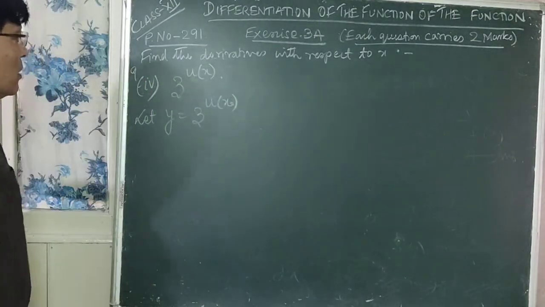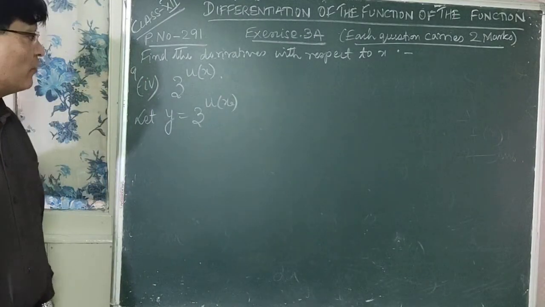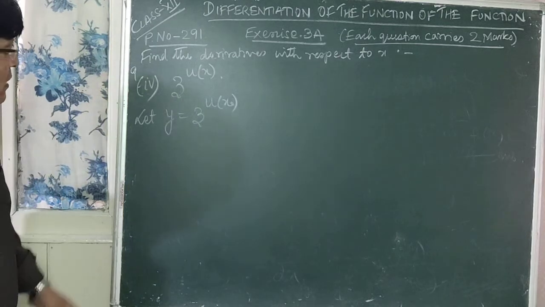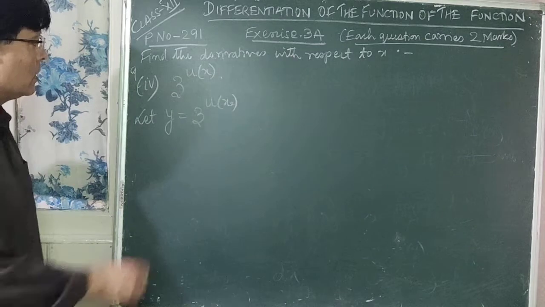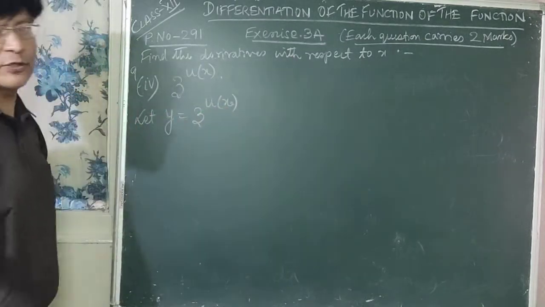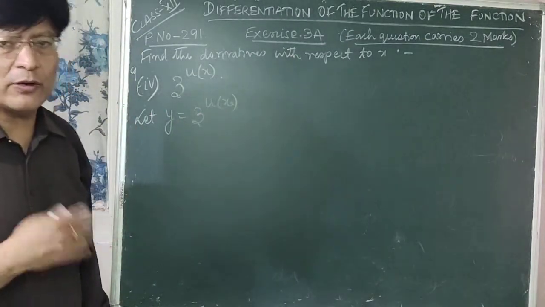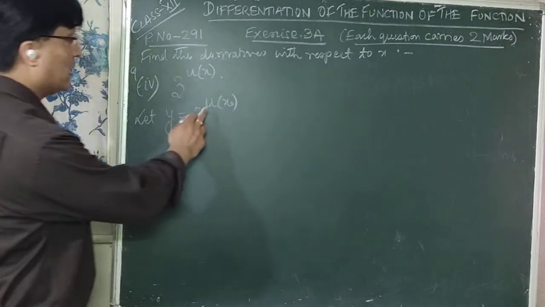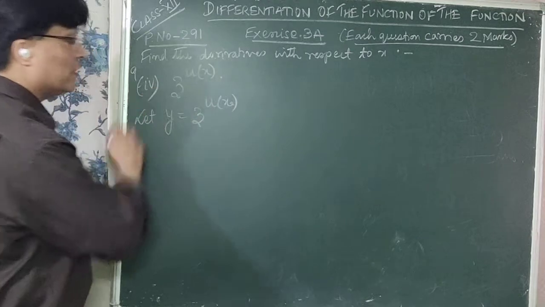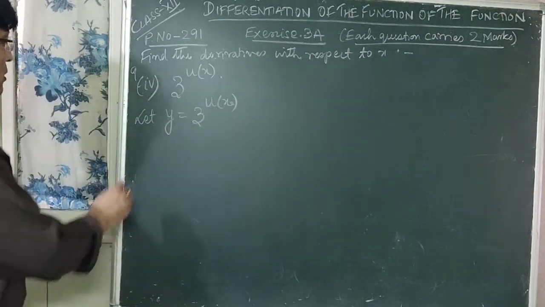So now we will do question number 9.4. You have to find out the derivative of 3 to the power u of x with respect to x. This u of x is also a function of x. This is another way of writing the function of x, f of x. It is just like your f of x. Instead of f, there is u of x. Okay. So let us differentiate it.